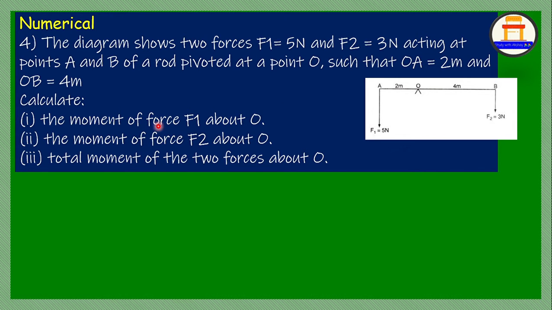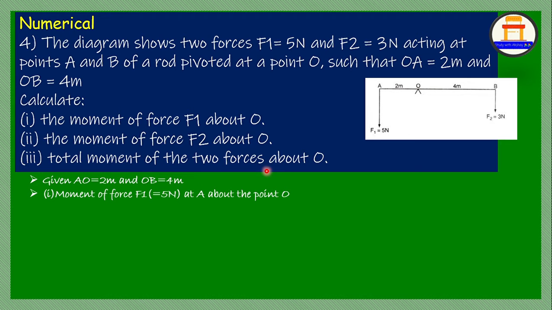So they have only told what we have to find. The moment of force F1 about O, moment of force F2 about O, the total moment of two forces about O. Okay, total moment of two forces. First this force and then adding more. So they have given AO is 2 meters, OB is 4 meters.